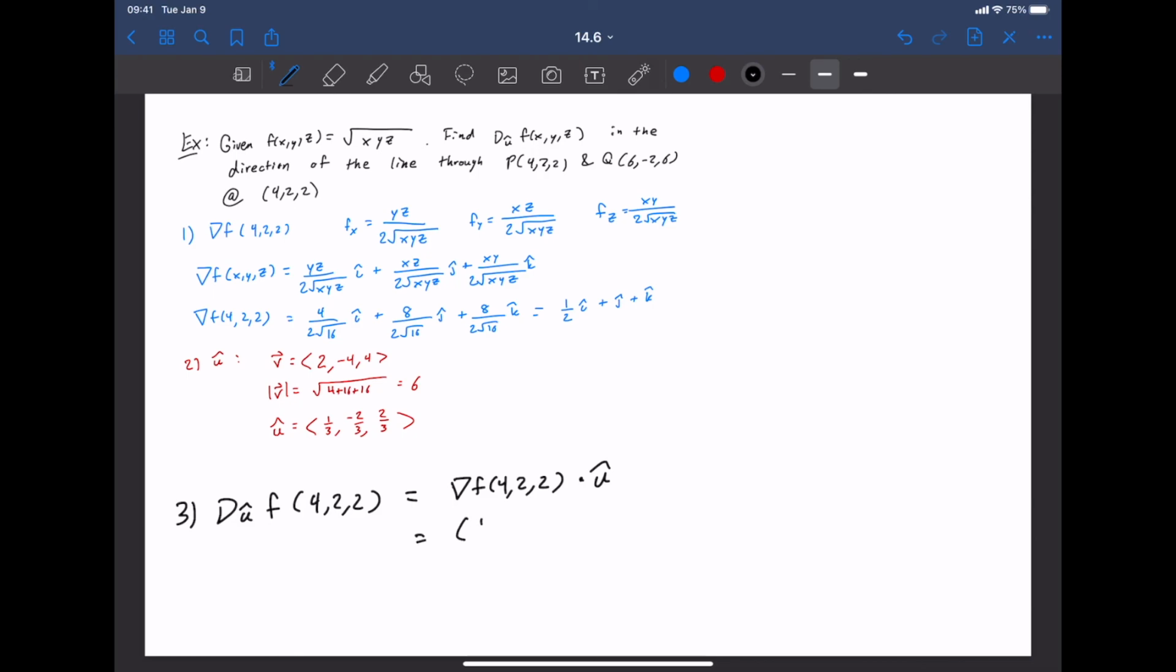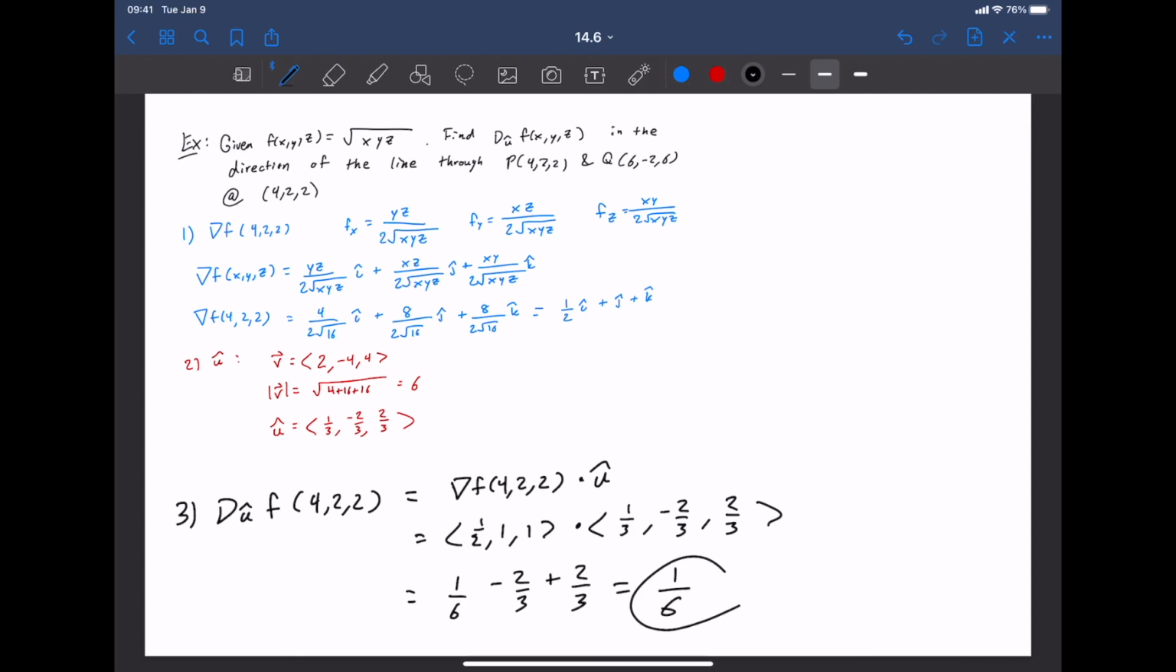So I'm talking about 1/2, 1, 1, dot with 1/3, -2/3, +2/3. 1/6 minus 2/3 plus 2/3, which is 1/6. Very small rate of change, I guess. I mean, relative to what, but.